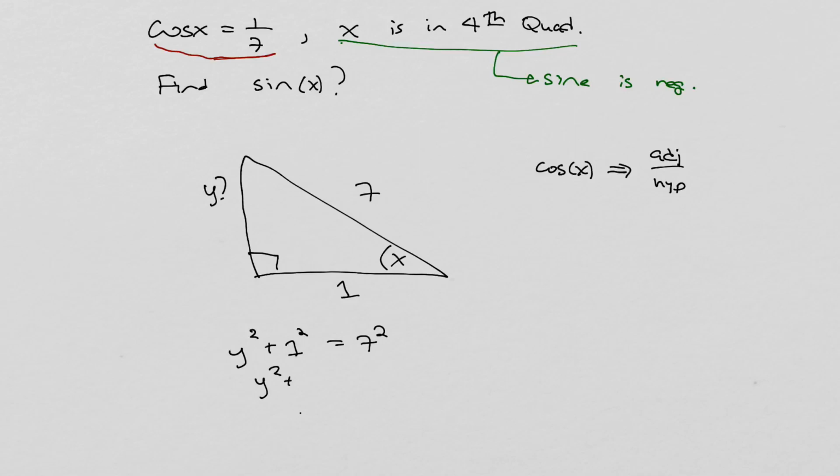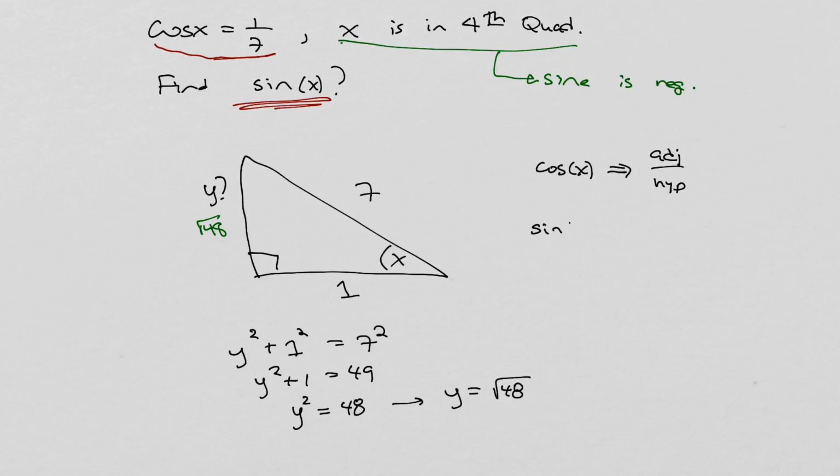That says that y squared plus 1 squared is going to be that hypotenuse squared. Right? So y squared plus 1 is 49. And then if I subtract 1 from both sides, I get y squared is 48. And if you take the square root, you get y as the square root of 48. Okay? And we don't need to worry about the plus or minus here because we don't want a negative sign for that distance. Right? So this length is square root of 48.